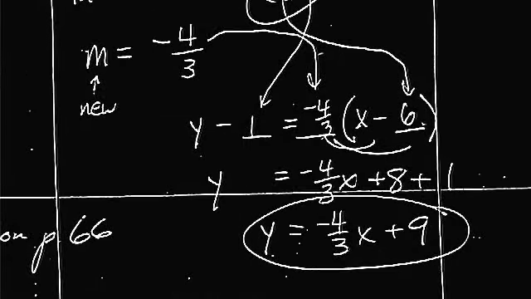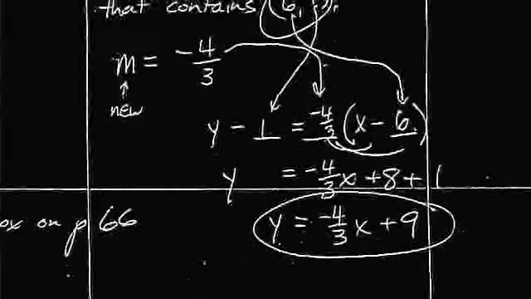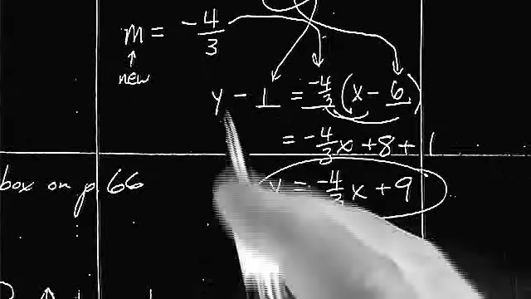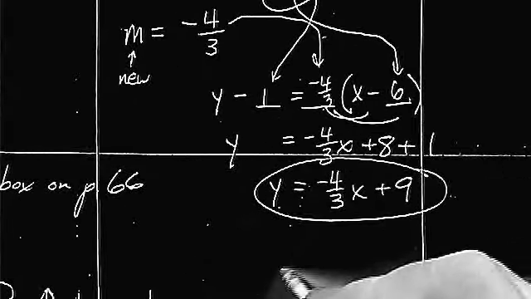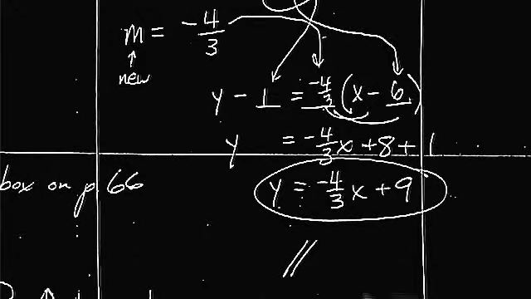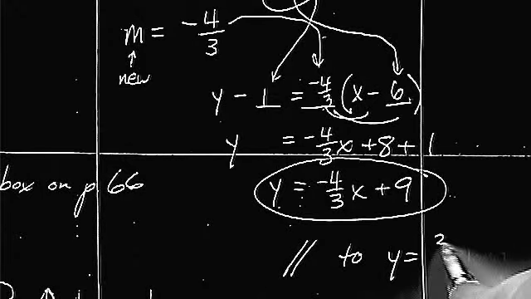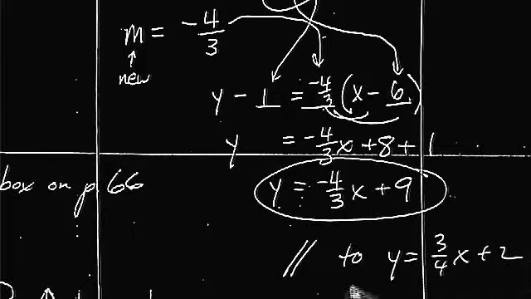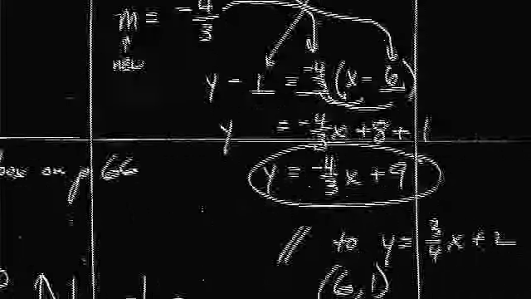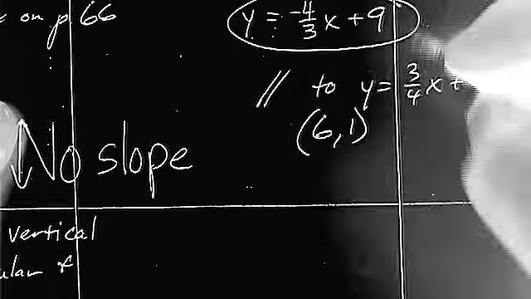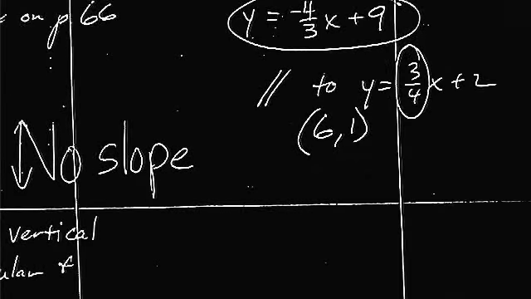Okay, I kind of lied to you because I told you that was the last example, but the only thing I want to do differently is use the last example, but instead of being perpendicular, what if it was parallel? Parallel to y equals 3/4 x plus 2. Still goes through the point 6, 1, but what would that equation look like? Well, instead of having to do something to the old slope, I should be identifying the fact that parallel lines have the same slope.